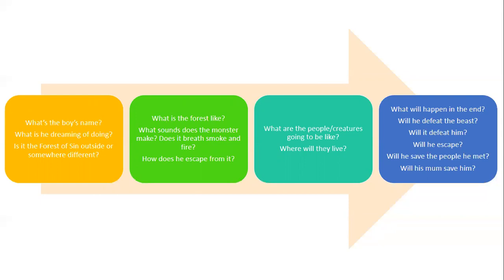I've put he throughout, because I was thinking about Little Billy, and I've said what's the boy's name, but of course, it can be a girl. It doesn't have to be a boy. It can be a girl. So it could be, will she defeat the beast? Will it defeat her? Will she escape? And then finally, what about the people that they've met? So is he going to save them? Will they save him? Maybe his mum's going to come and save him. Maybe mum comes back into the story. So completely up to you.